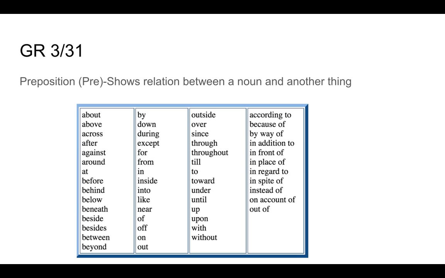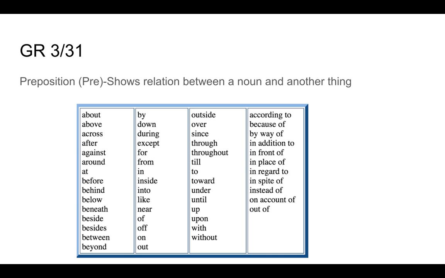A preposition shows the relationship between a noun and another thing in the sentence. And so, with all of these words here, these are some of the most common prepositions. But if you think about, I went for a walk. I went for a walk. So for is my preposition. Walk is a noun, right? That's a thing that you went for. In that situation, whenever you have a preposition, you're always going to have a noun or a pronoun after it.